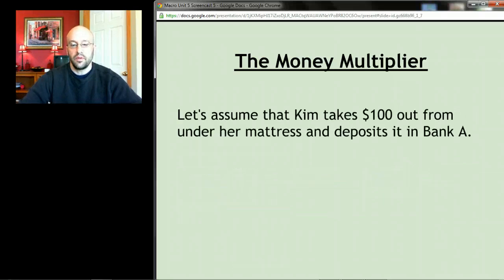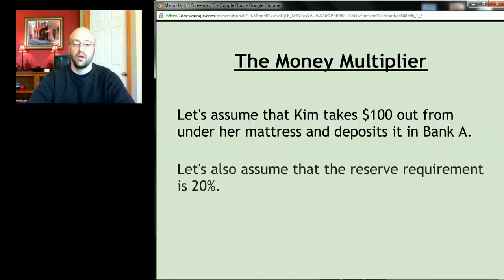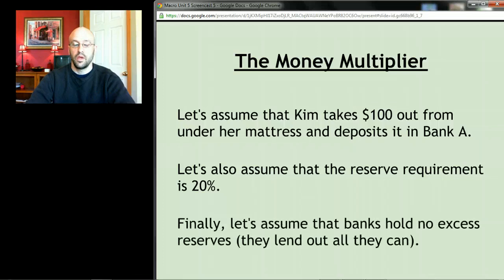So let's take a similar example to the one we saw last time. Let's say that a woman named Kim, I assume it's a woman, takes $100 out from under her mattress and deposits it at her bank. We'll just call that Bank A. Let's also assume that the reserve requirement is 20%. Remember, that's set by the Fed, and that determines how much excess reserves there'll be and how much banks can lend out. Finally, we'll assume that banks hold no excess reserves, which means that they lend out as much as they can possibly lend out.